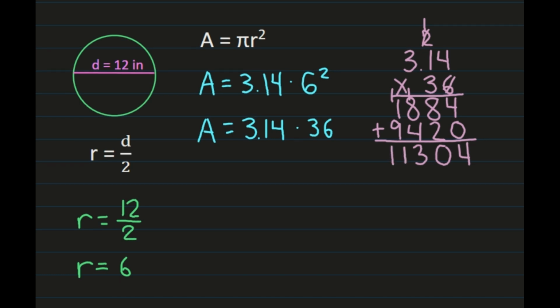And then I need to make sure that I have my decimal point in the correct place. I have 2 places behind my decimal in the problem, which means in my answer I need to move my decimal 2 places to the left. So I have area equals 113 and 400ths, and we're working in inches this time, and our area is always in square units. So we will have 113 and 400ths inches squared.